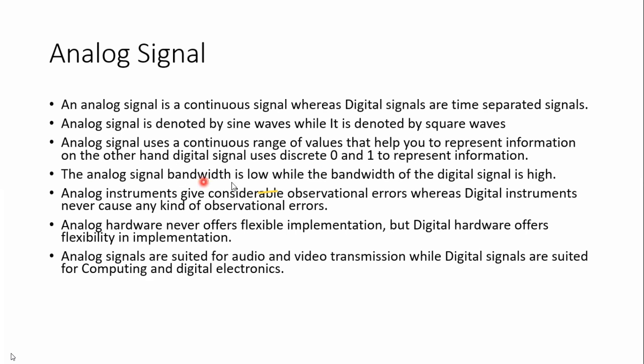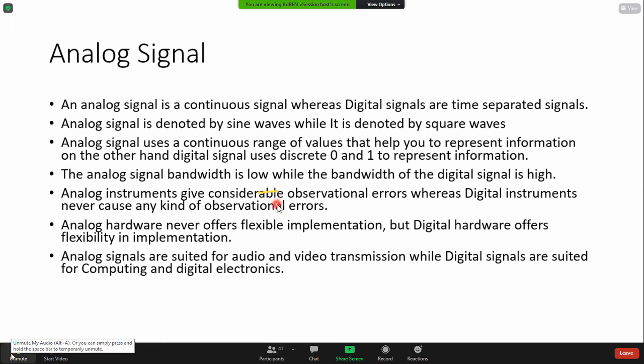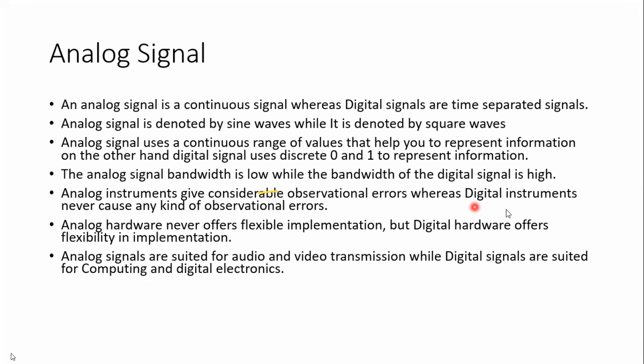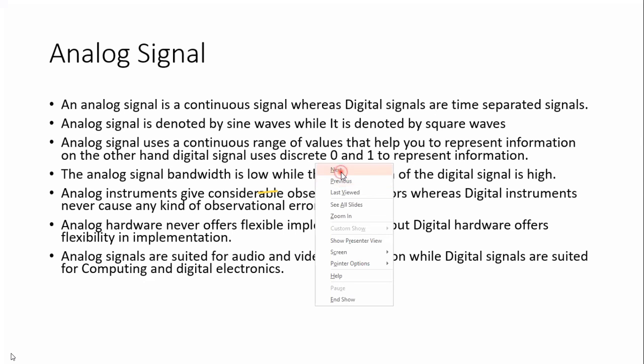Okay. Analog signal bandwidth is very low, while the bandwidth of the digital signal is high. Analog instruments give considerable observational errors, whereas digital instruments never cause any kind of observational errors. Analog hardware never offers flexible implementation, but digital hardware offers flexibility in implementation. Analog signals are suited for audio and video transmission, while digital signals are suited for computing and digital electronics. Okay. There are some differences between analog versus digital. So at first we will read the digital, then you will be able to understand this difference.